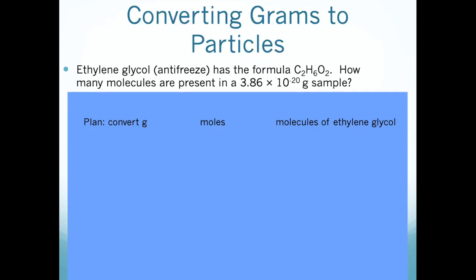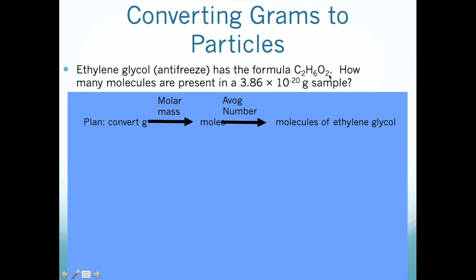Okay, so starting off with grams, we want to convert to moles. Keep in mind that we use molar mass for that, like we did in the previous problem, right? Grams per mole. And then we're going to use Avogadro's number to get to the number of particles. In order to proceed with this, we need the molar mass using this formula, C2H6O2.